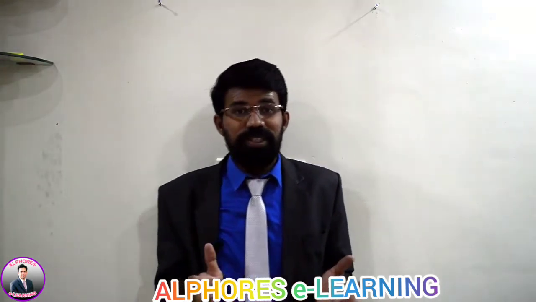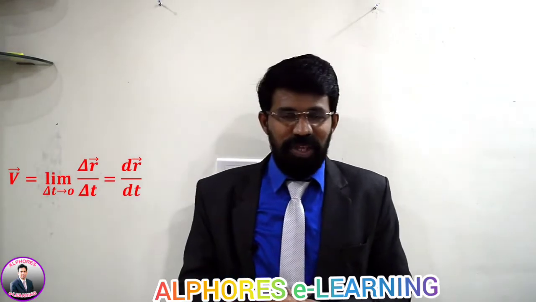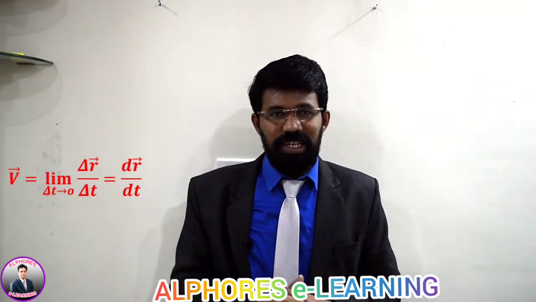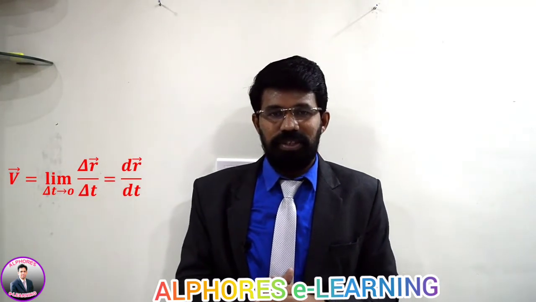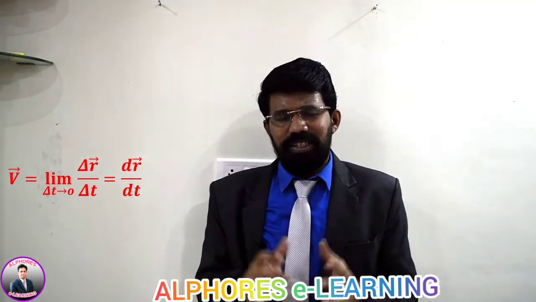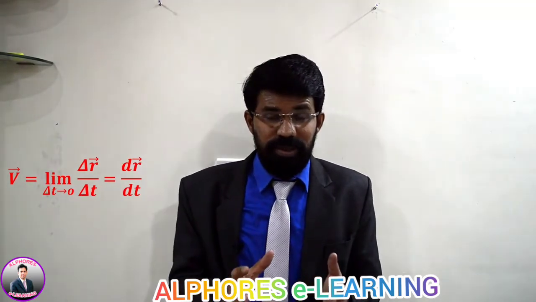And the last one is instantaneous velocity. This is the expression for instantaneous velocity. What is that? Instantaneous velocity is expressed as limit delta t tending to 0, delta r bar by delta t, is equal to dr bar by dt. Instantaneous velocity in the sense velocity at a particular instant.